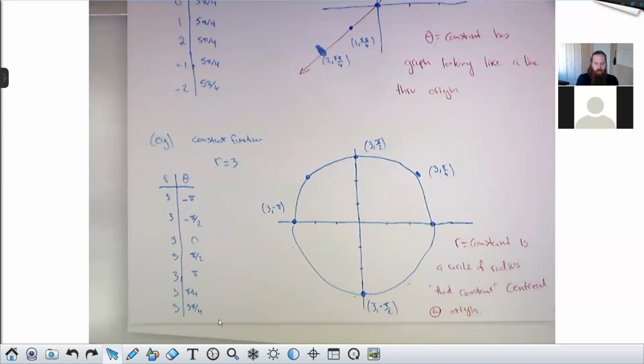Remember, you can think of r as being the distance from the pole or the origin to your point. So if you're looking at all the points whose radius is equal to 3, that means you're looking at all the points whose distance from this center pole here is 3. That's the geometric definition of a circle. So yeah, it's a circle. r equals 5 would be a circle of radius 5 centered at the origin.